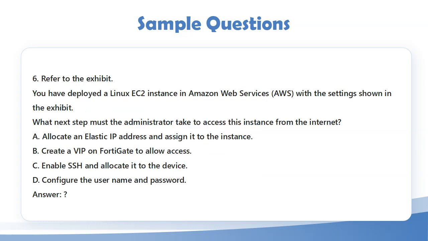6. Refer to the exhibit. You have deployed a Linux EC2 instance in Amazon Web Services, AWS, with the settings shown in the exhibit. What next step must the administrator take to access this instance from the Internet? A. Allocate an elastic IP address and assign it to the instance. B. Create a VIP on FortiGate to allow access. C. Enable SSH and allocate it to the device. D. Configure the username and password.